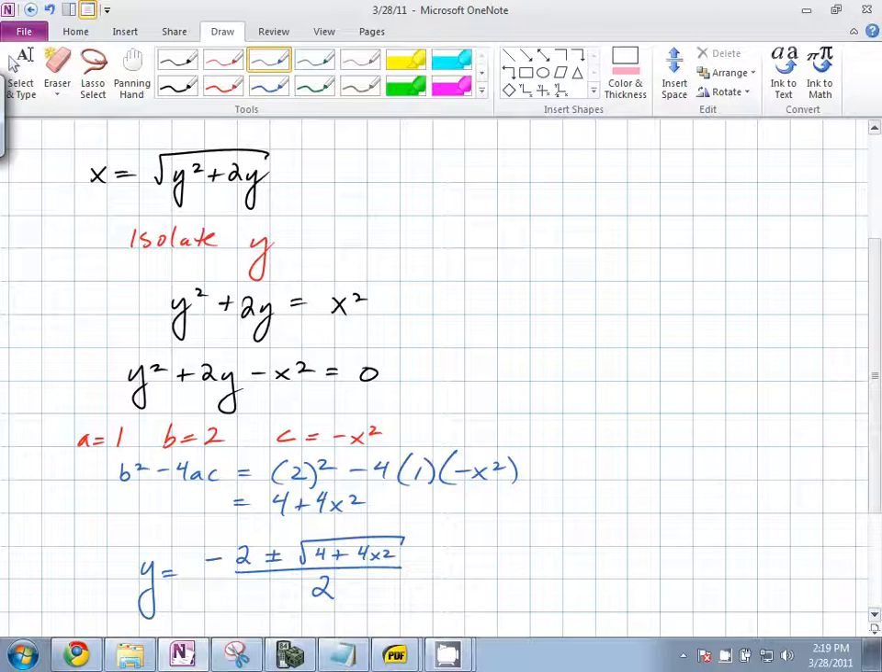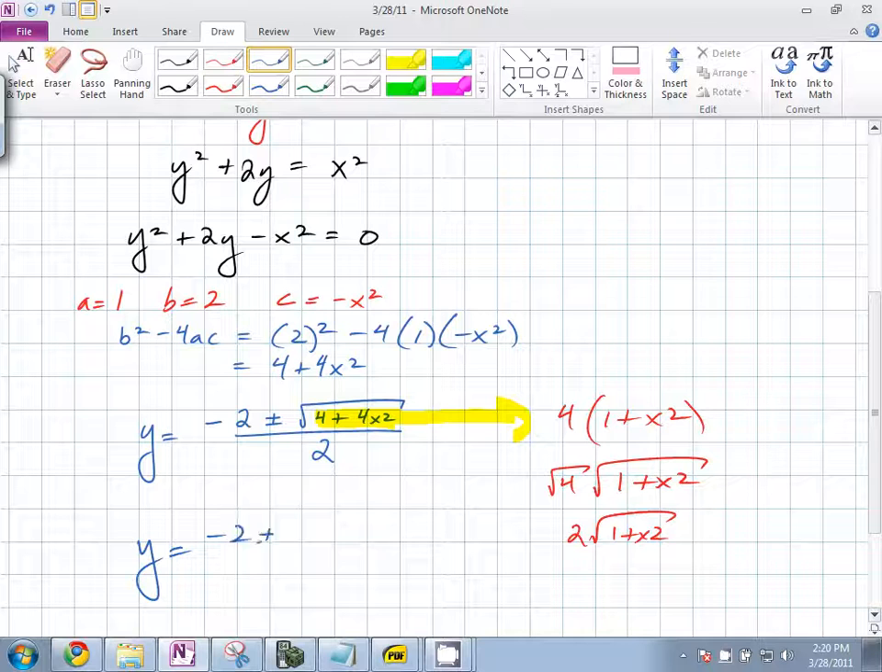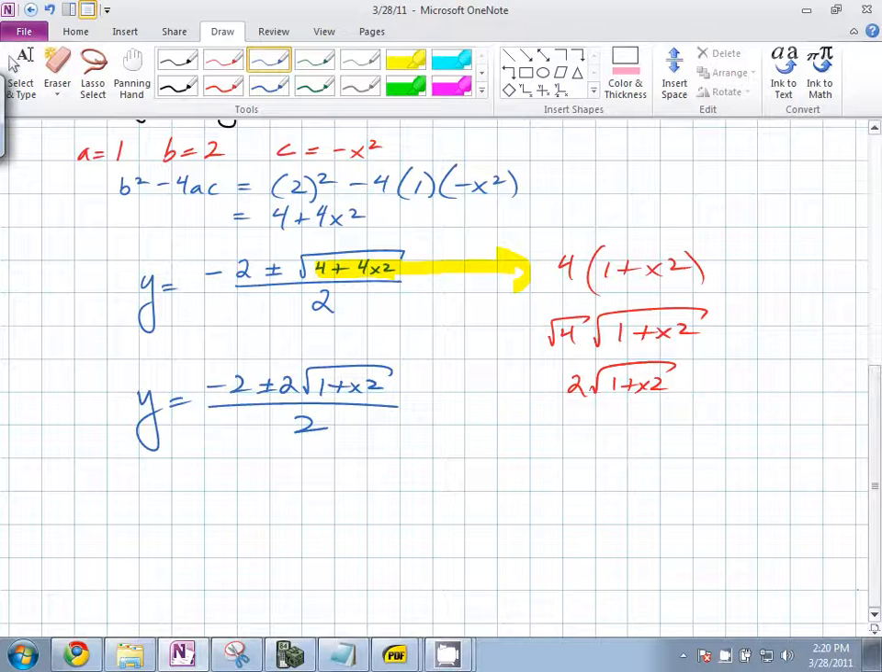Let's actually take a look at the discriminant first here before we go any further. Can you simplify that? 4 times what? 1 plus x squared. So if you now put in the radical, it's the square root of 4 times the square root of 1 plus x squared. What is the square root of 4? So what you can do is replace that, and you now know that y is equal to negative 2 plus or minus 2 root 1 plus x squared, all over 2. What cancels? So f inverse of x is equal to what?